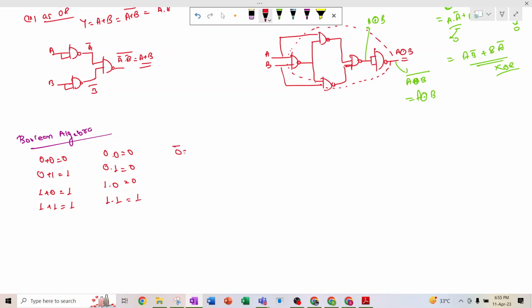And also 0 complement is 1 and 1 complement is 0. So these are some basic things about the Boolean laws. There is one more thing which is known as the AND law. So AND law is there, OR law is there, and NOT law is there.